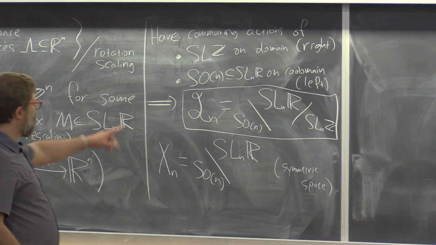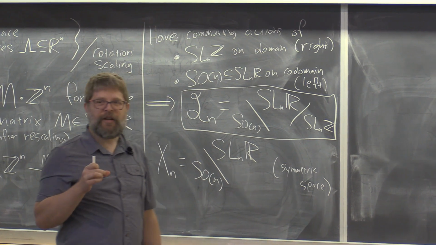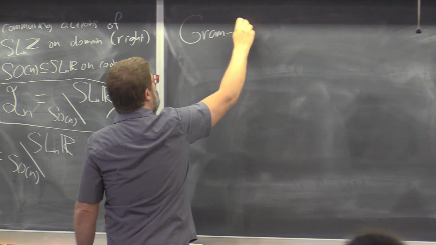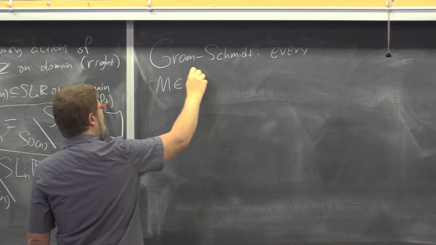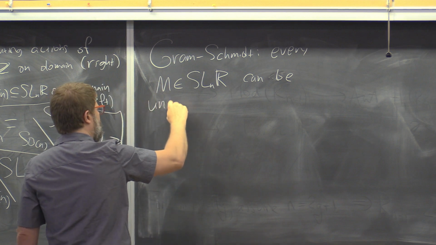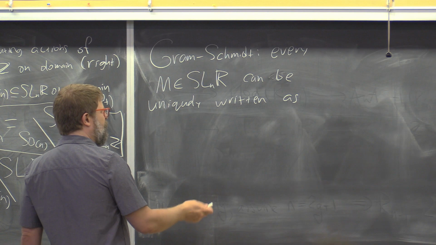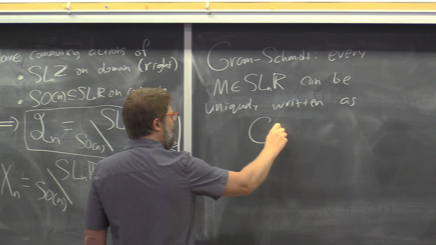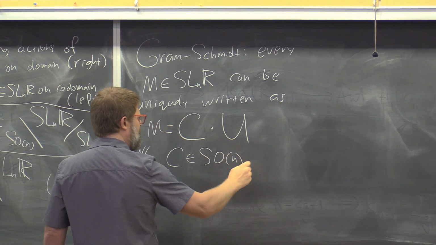So we have an action of SLn Z, and L sub n is the quotient of X sub n by SLn Z. What kind of topological space is X sub n? Remember, last time you taught linear algebra, you probably taught the QR decomposition, the Gram-Schmidt process. What that implies is that every element M inside SLn R can be written uniquely as a product, which I'll call C times U. C is inside SOn, and U is triangular.